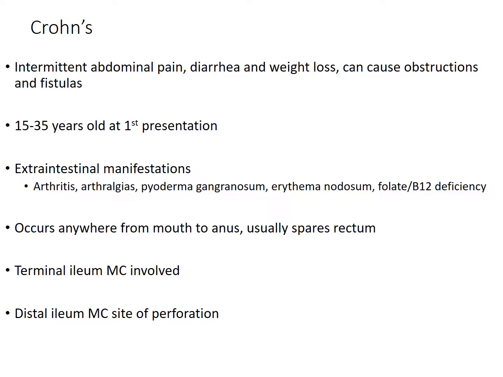It usually first presents between the ages of 15 and 35, but it is a bimodal distribution. So the first presentation is 15 to 35, and then the other time it presents would be in the late 40s, 50s. Some of the extraintestinal manifestations here are arthritis, arthralgias, pyoderma gangrenosum, erythema nodosum, and then some vitamin deficiencies.